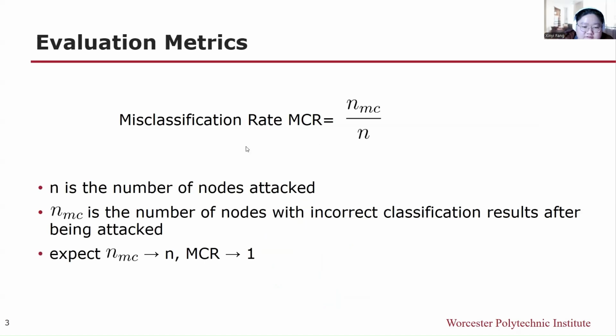We use misclassification rate as our evaluation metric. In this formula, n is the number of nodes attacked. NMC is the number of misclassified nodes. We expect that after being attacked, the classification of the node is incorrect, which means the misclassified node count is closer to n. In other words, we expect the misclassification rate to be closer to 1.